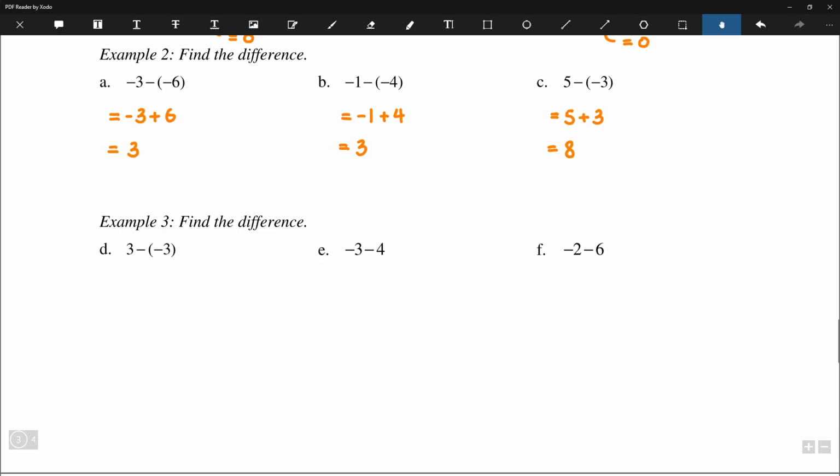So whenever we're subtracting a negative integer, we can always rewrite the question as adding the opposite, which is the positive version of that same integer. So here we have 3 plus 3, which is 6.